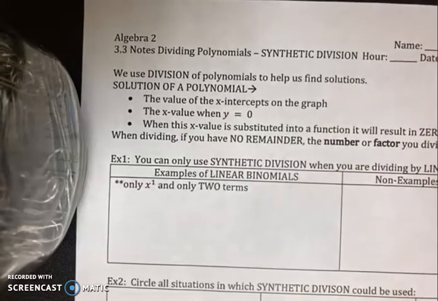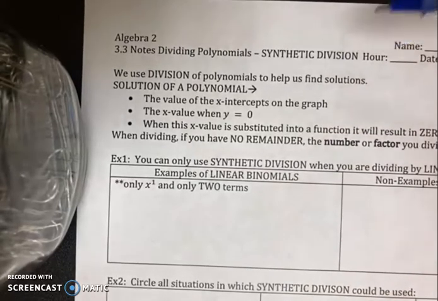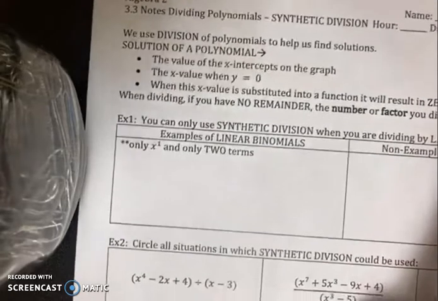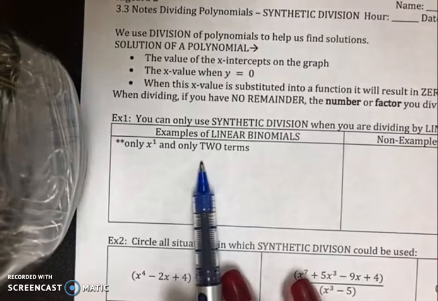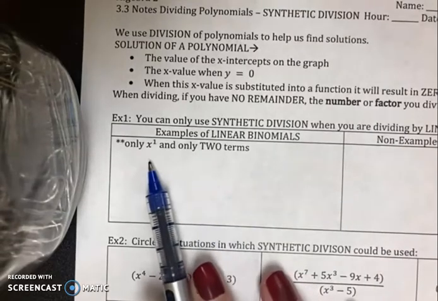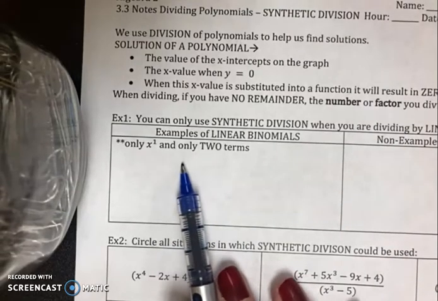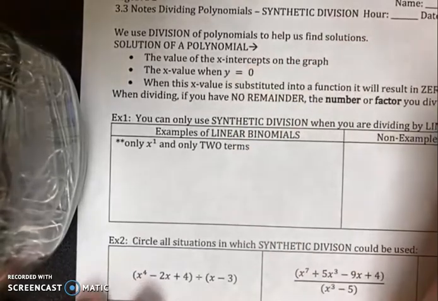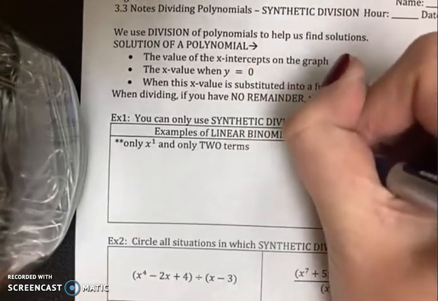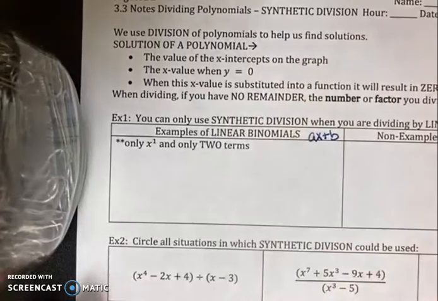Now we're going to be taking a look at synthetic division. This is a much simpler process for dividing polynomials. However, it does not always work. If we are going to be using synthetic division, we must have a divisor that has x to the first power, and it can only be two terms, which means it's a binomial, which is why it says linear binomials, meaning it'll look something like this: ax plus b.